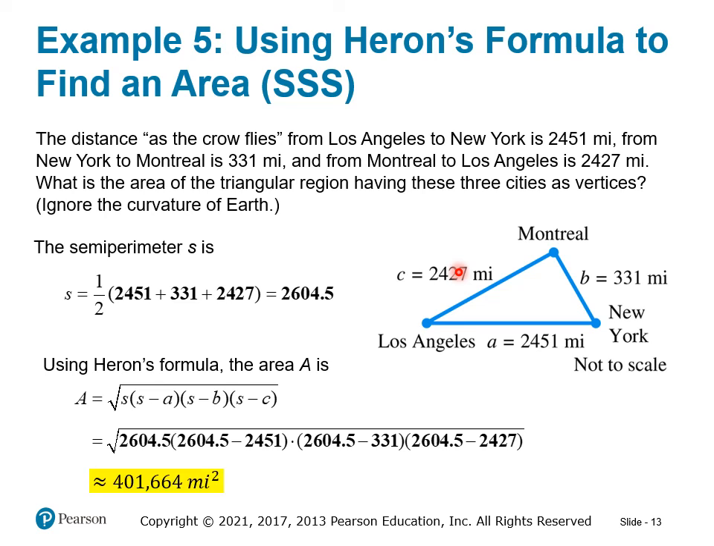401,664 square miles. Okay, so this is really just a plug-and-play formula as well, to make sure you know how to find the semi-perimeter and then know this Heron's formula for area.